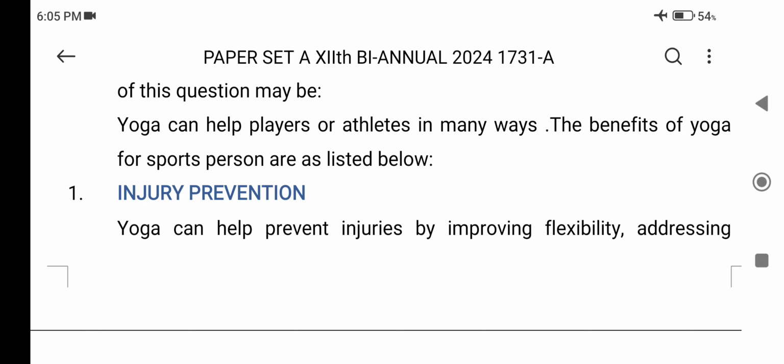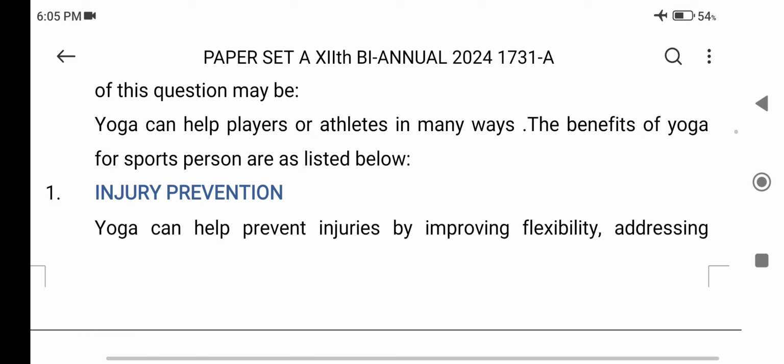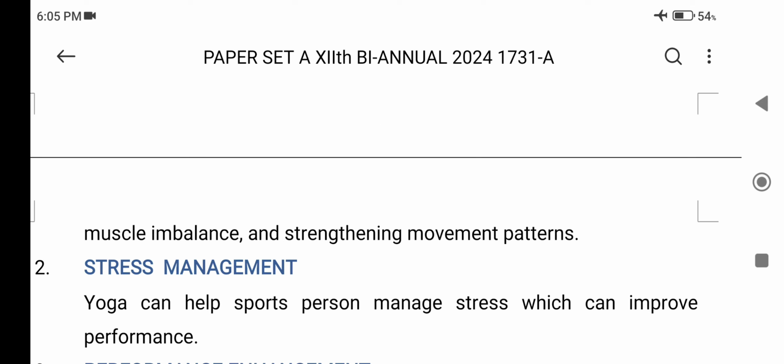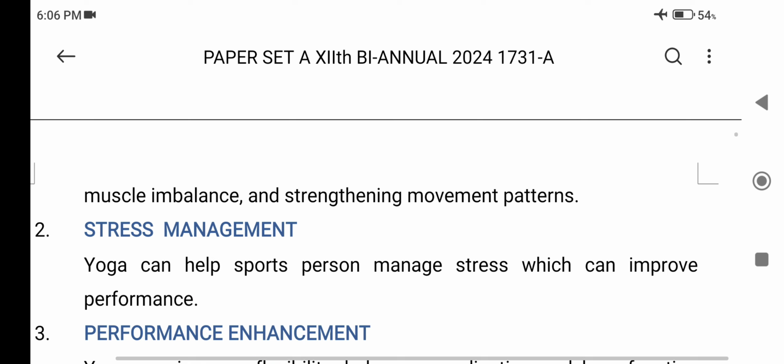Number 1, injury prevention. Yoga can help prevent injuries by improving flexibility, addressing muscle imbalance, and strengthening movement patterns. Number 2, stress management. Yoga can help sports persons manage stress, which can improve performance.